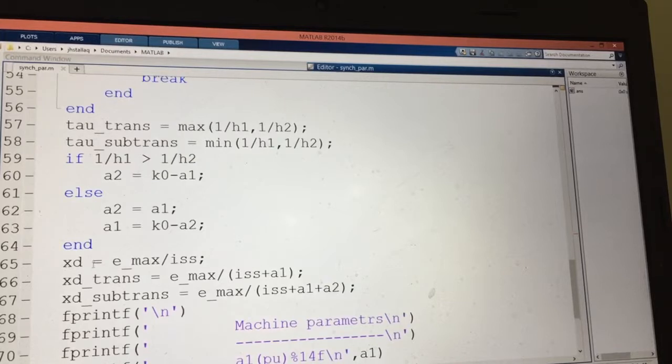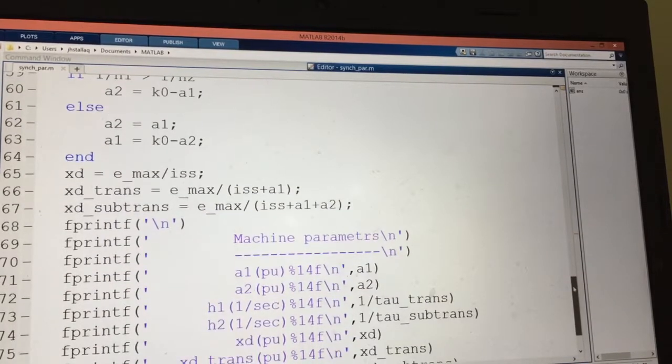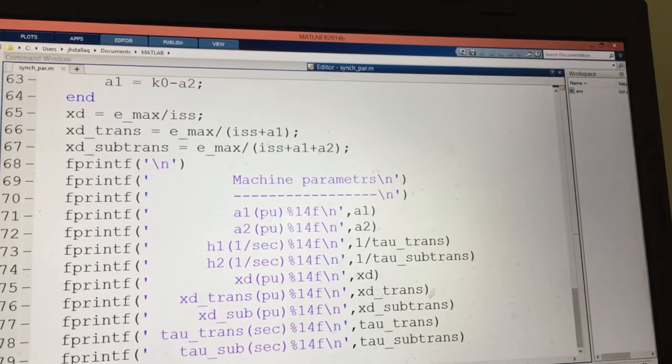Then we calculate XD, E maximum divided by I steady state. For transient, we add to I steady state A1. For subtransient, we add A1 plus A2, or K naught. You can insert here K naught. Now, this is just printing the parameters.